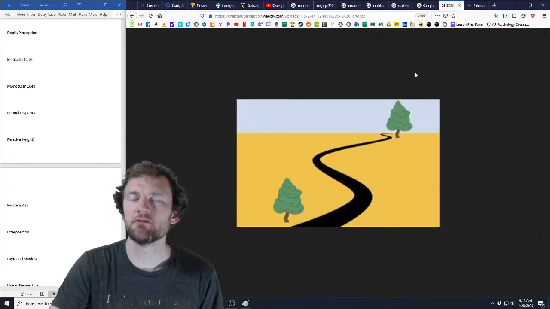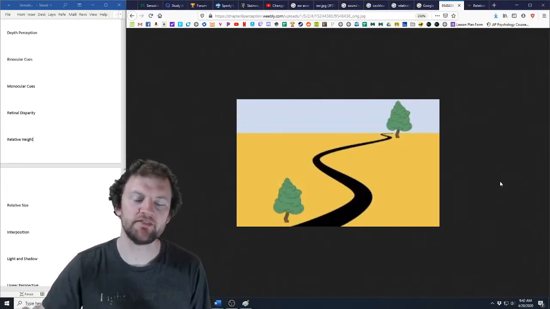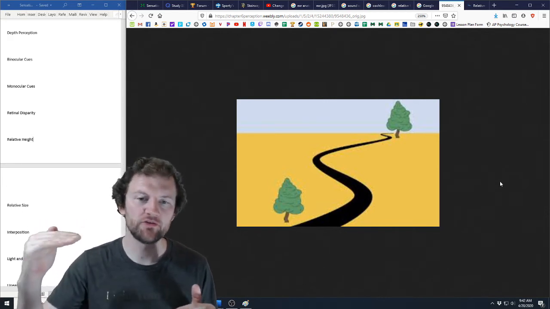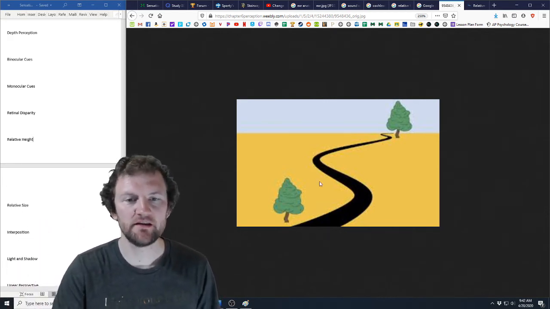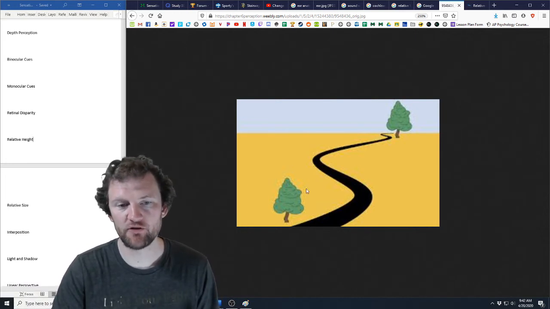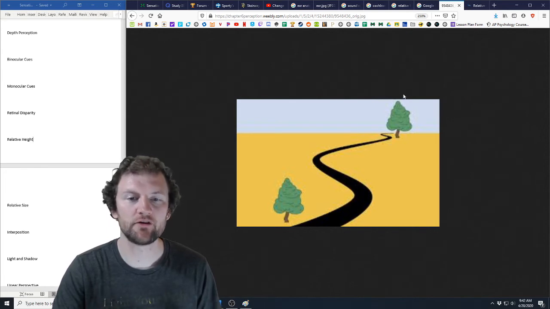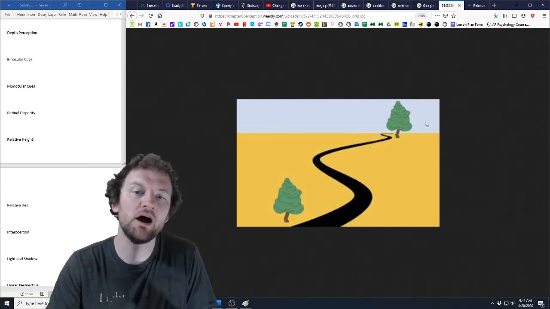Relative height's also a little bit obscure, but we perceive things to be farther away that are higher up in our visual field, closer to the horizon. But this tree, they're both the same tree, but this tree we perceive as being closer to us, and this tree we perceive as being farther away because this tree is literally higher up in the visual field.